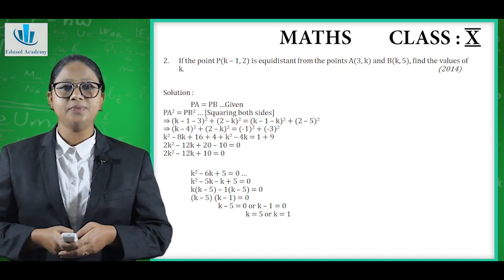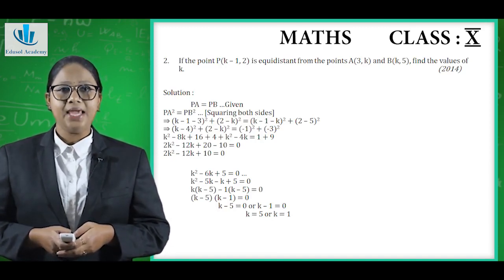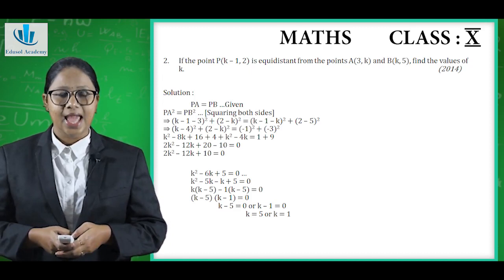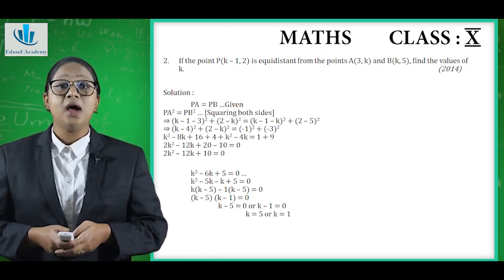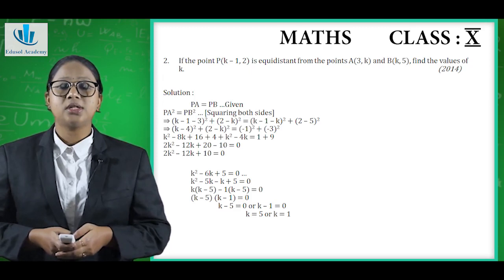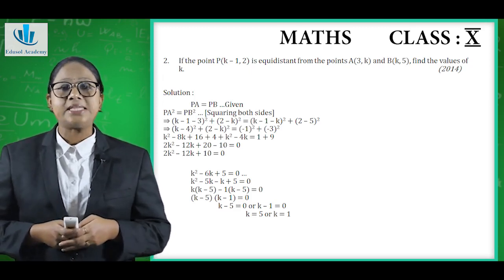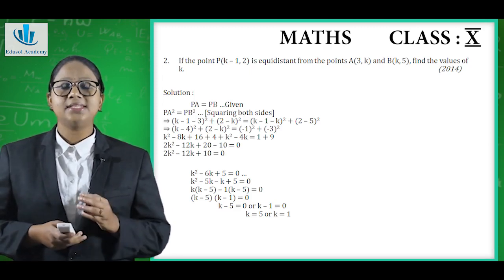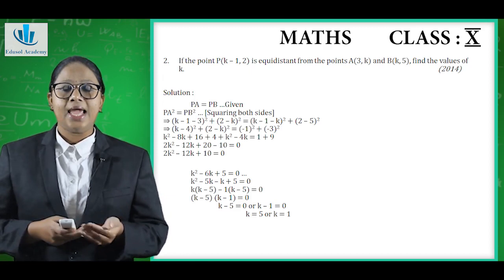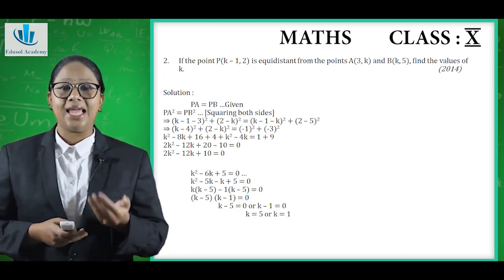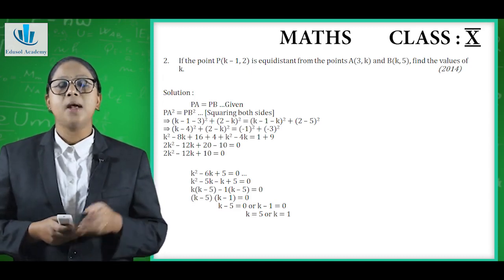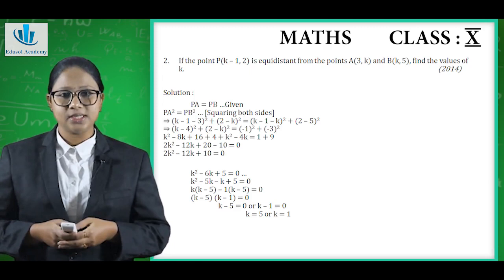Moving on to the next question. If the point P of (k minus 1, 2) is equidistant from the points A of (3, k) and B of (k, 5), find the values of k. So there are 2 points A, B and another point P which is equidistant from A, B. That means PA is equal to PB. Now all the 3 points A, B and P have k as one of their coordinates. So we can directly put PA is equal to PB and apply distance formula.